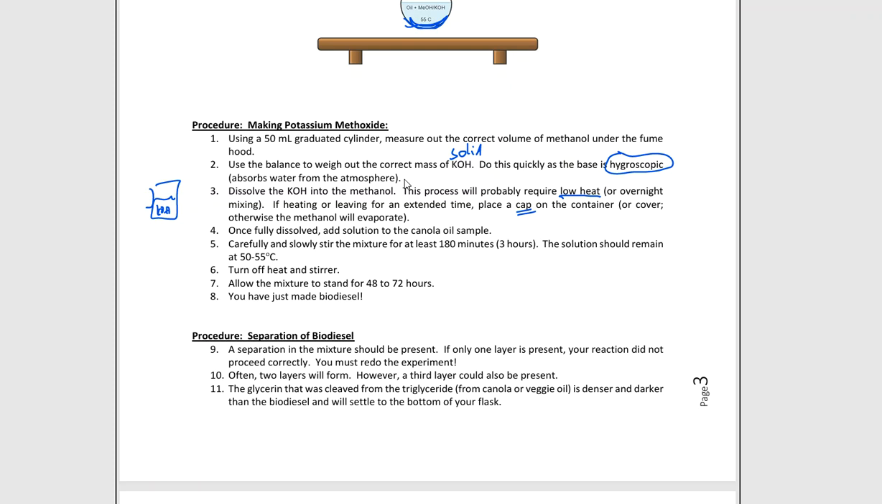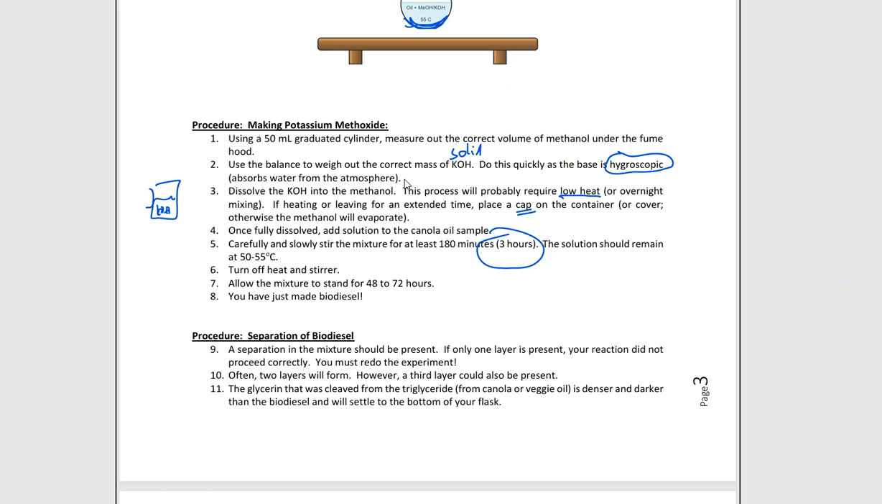All right. Next, it says once it's fully dissolved, add the solution to the canola oil sample or vegetable oil sample, and then carefully and slowly stir the mixture for at least 180 minutes. Oh my God, that's 3 hours. The solution should remain at 50 to 55 degrees. Next up, turn off the heat and the stir. And then number 7, allow the mixture to stand for 48 to 72 hours.